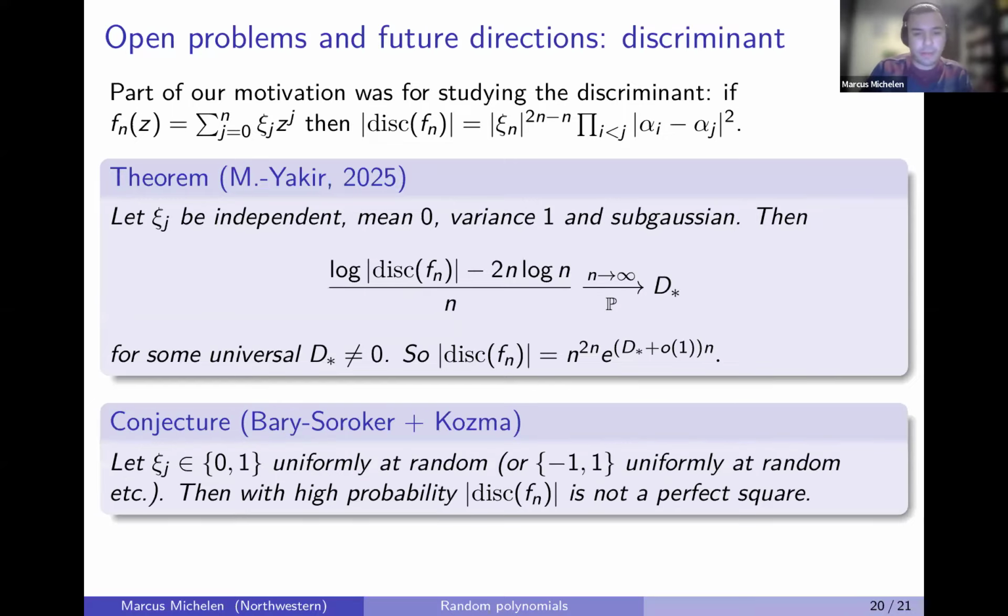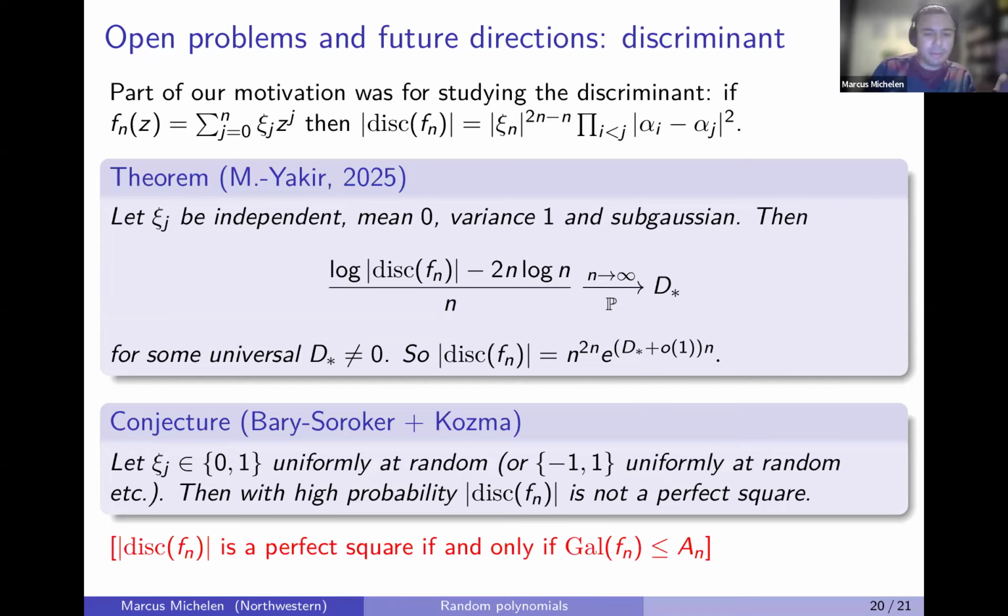I credit this to Barry Soker and Cosma, although it maybe existed earlier. We suspect that if you give me a random polynomial, with high probability the discriminant will not be a perfect square. This is again something Emmanuel knows quite a bit about, but it comes up because the discriminant is a perfect square if and only if the Galois group is a subgroup of the alternating group. You should think of the discriminant as some huge integer, like n to the 2n. Probably the probability it's a perfect square, from this analytic point of view, is quite small.